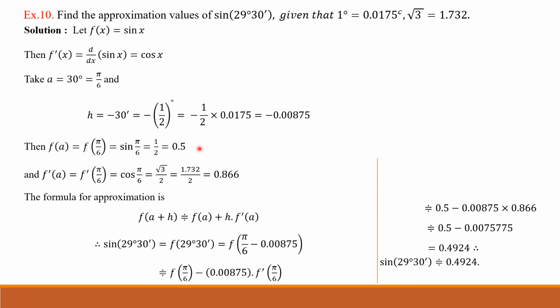Putting the values, f of pi by 6 is 0.5 minus 0.00875. F dash of pi by 6 is 0.866. Multiplying, we get 0.0075775. Taking the subtraction, we get 0.4924. Hence the approximation value of sine of 29 degrees 30 minutes is equal to 0.4924.